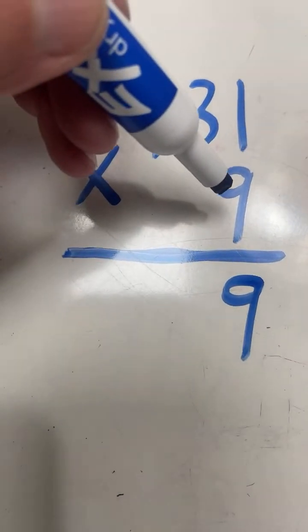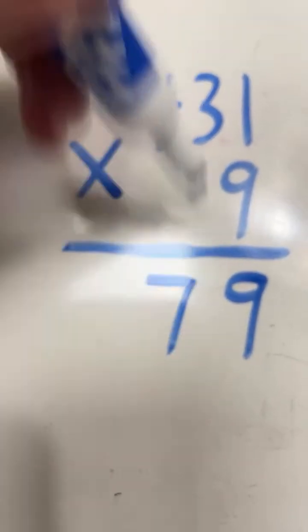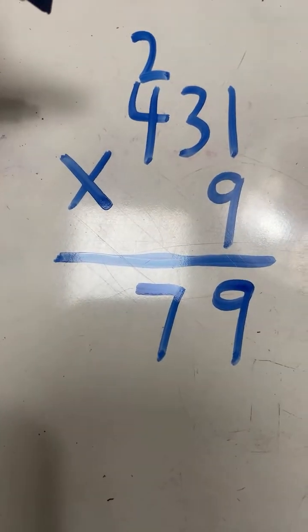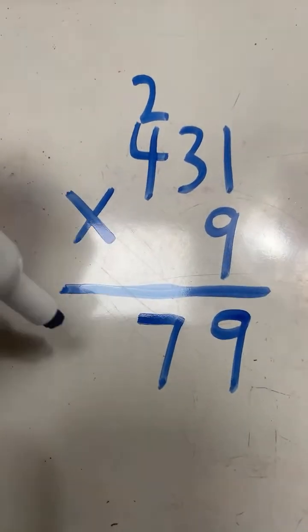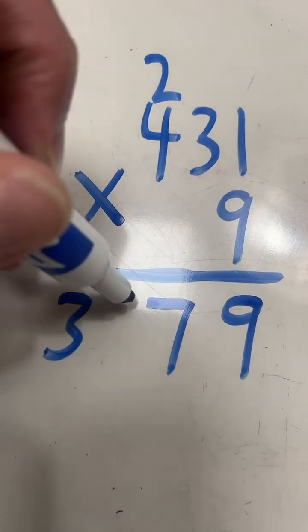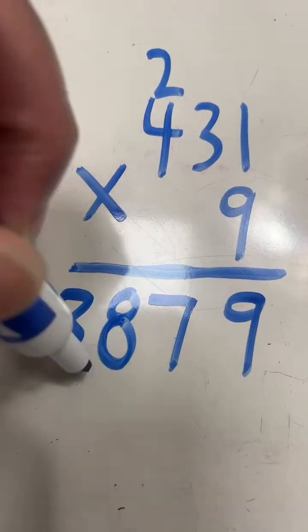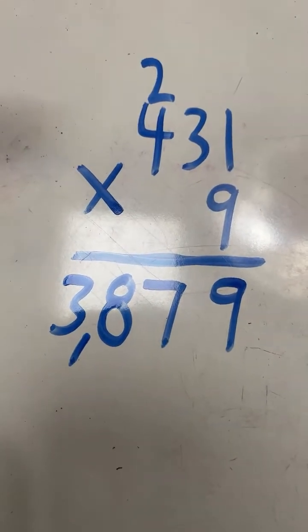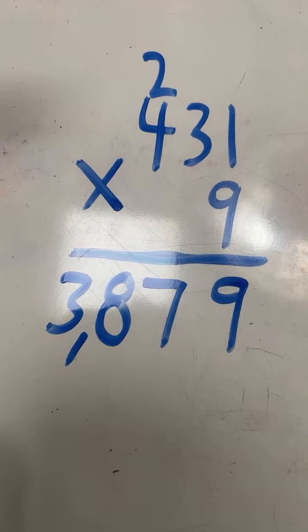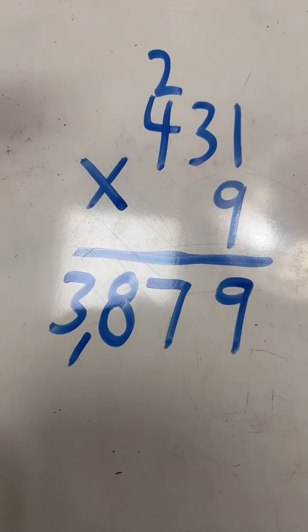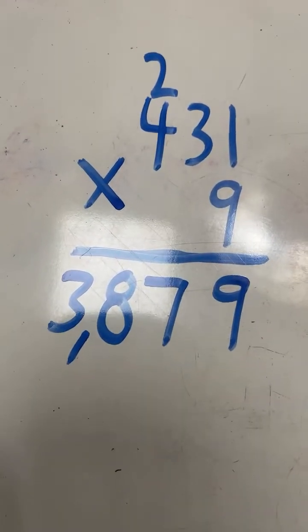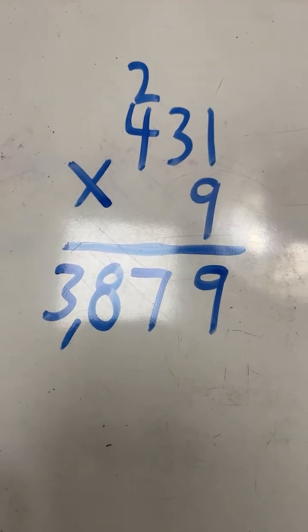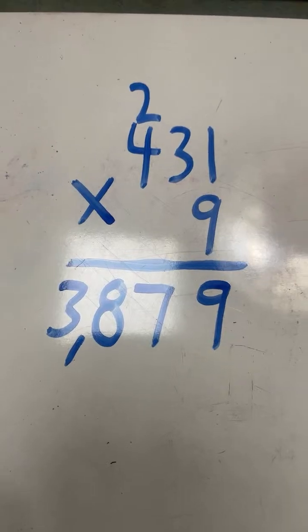3 times 9 equals 27. 7, carry the 2. 4 times 9 equals 36, plus 2 equals 38. And we have our final answer. 431 times 9 equals 3,879. All right, we are now moving on to 2-digit by 2-digit multiplication.